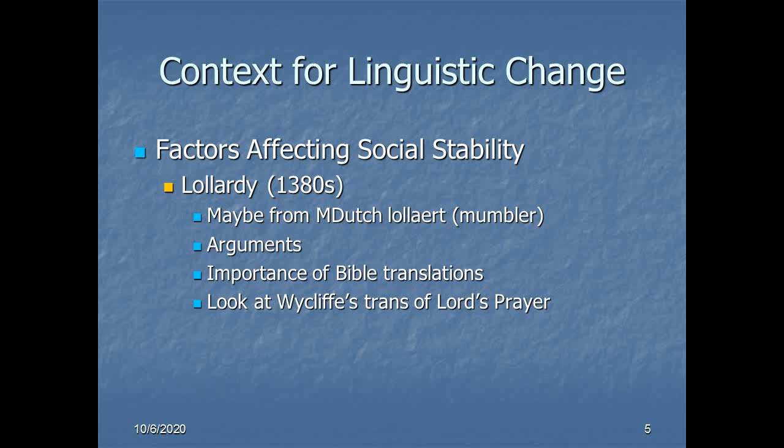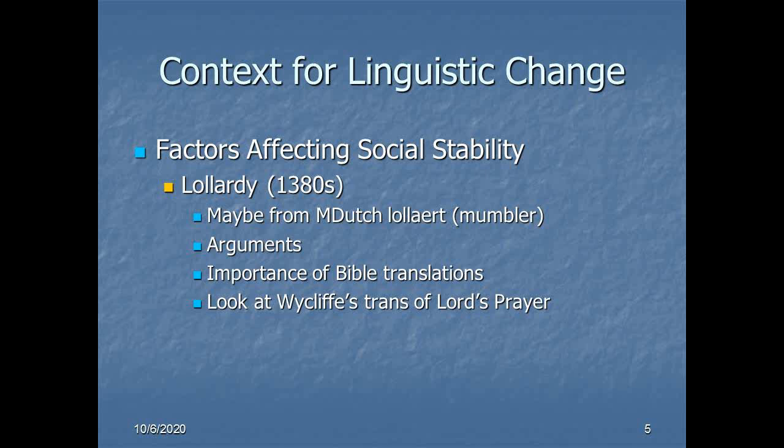Now, exactly where the term Lollard comes from, we're not exactly sure. The best speculation that I've encountered is that it may come from the Middle Dutch term Lollard, meaning mumbler. In any case, the Lollards were a group of people who had some serious critiques about the way the Catholic Church was going about its business.